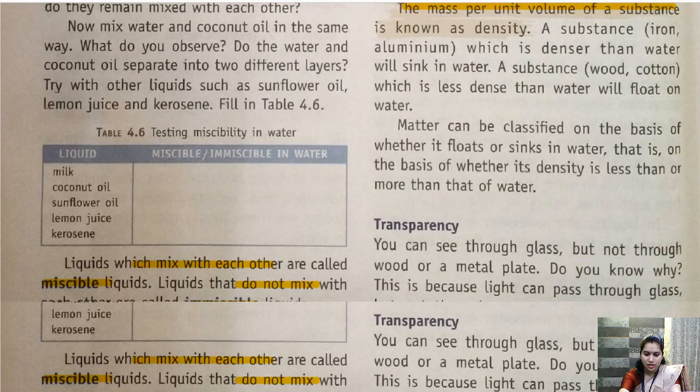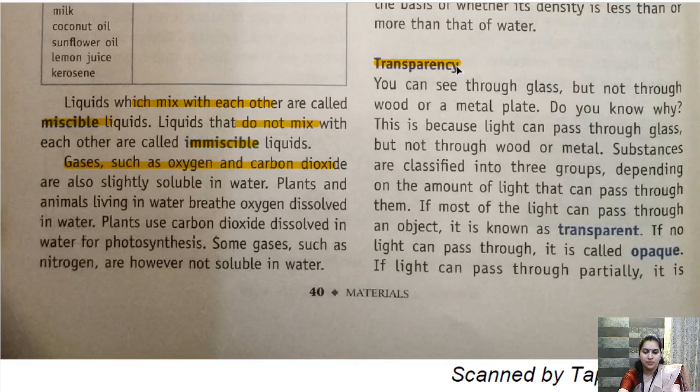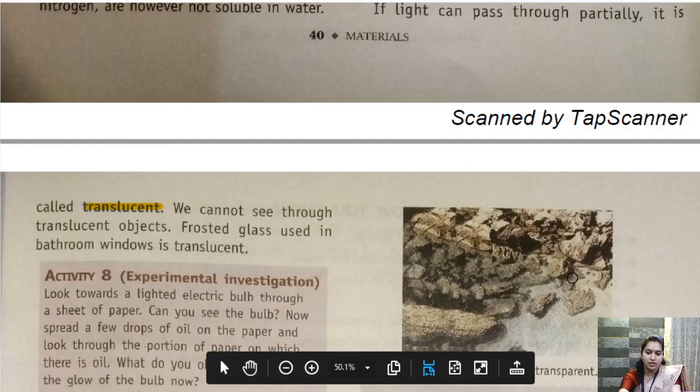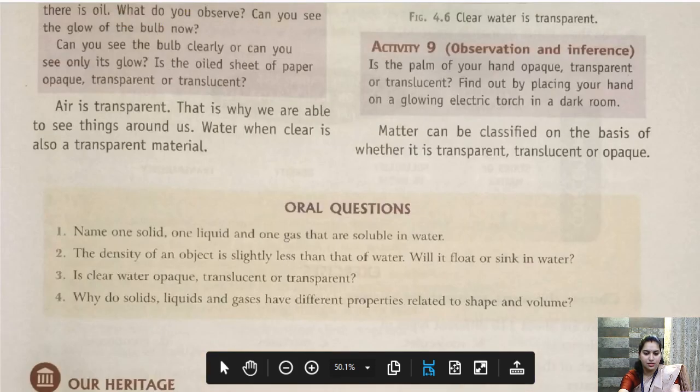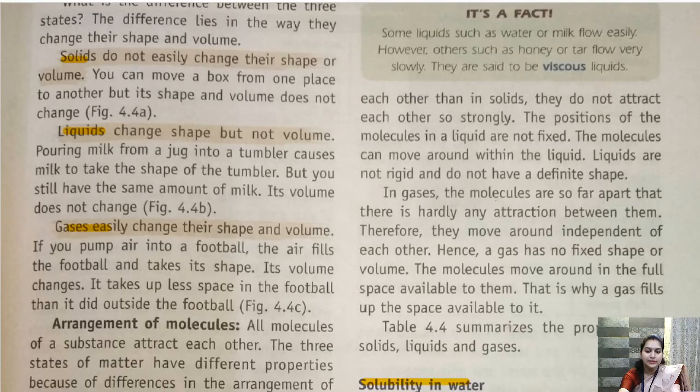Okay. Then we have transparency. So again this I have told you, we have transparent, we have opaque material and we have translucent material. Alright. So this we have studied in physics. So I hope we need not discuss it again.